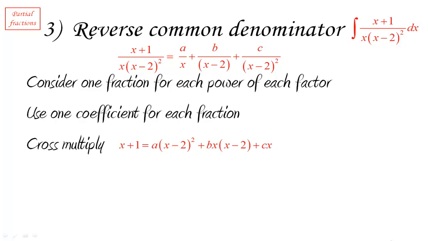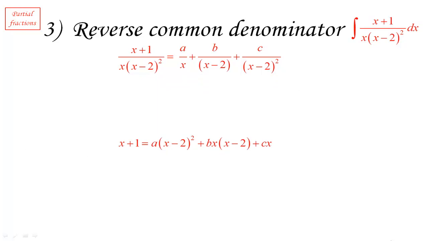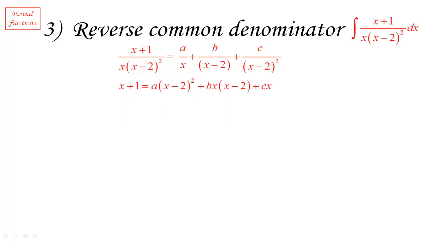for any value of x. So what we're going to do is pick some values of x, using some smart values and some easy values. I'll explain in a minute what that means, and use those smart and easy values for x in order to figure out what a, b, and c, the three coefficients we're looking for, are. So let's see how that is done.